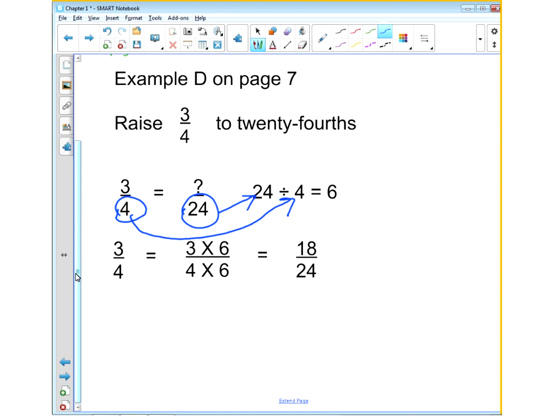So I know that 6 was used, 4 times 6, to get the new denominator. I'm going to use that 6 and multiply it also by the numerator. You can see here, I've got 4 times 6, which we already knew was going to be 24. And then I'm going to take 3 and multiply that by 6 to give me 18. So 3/4 raised to 24ths is going to be 18/24.